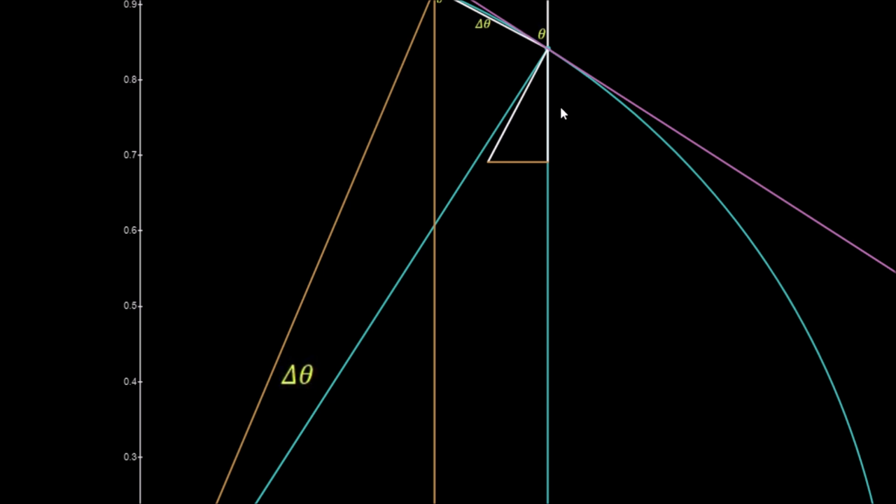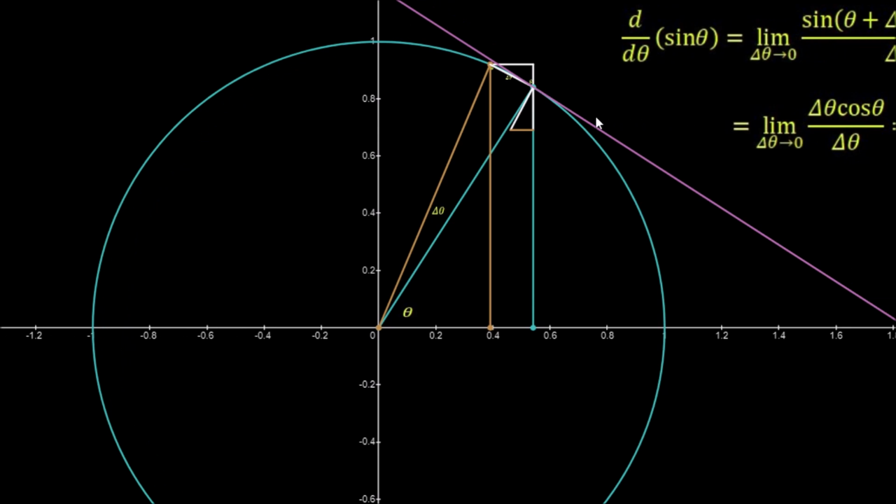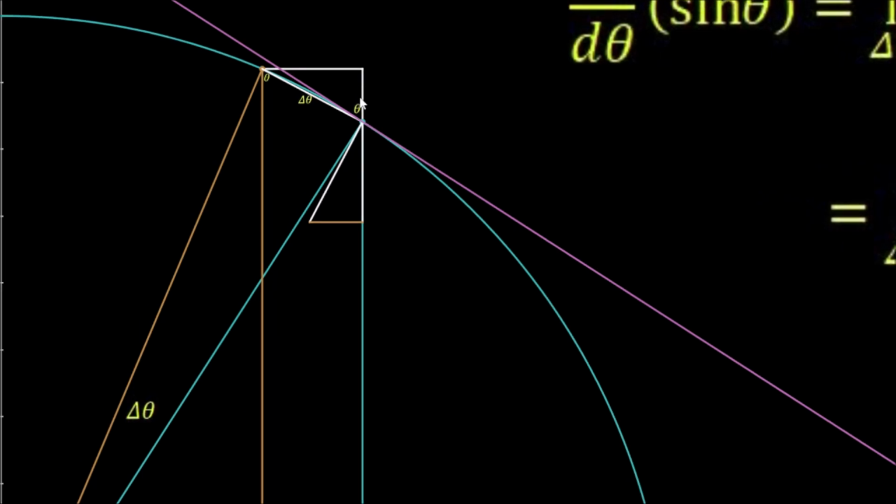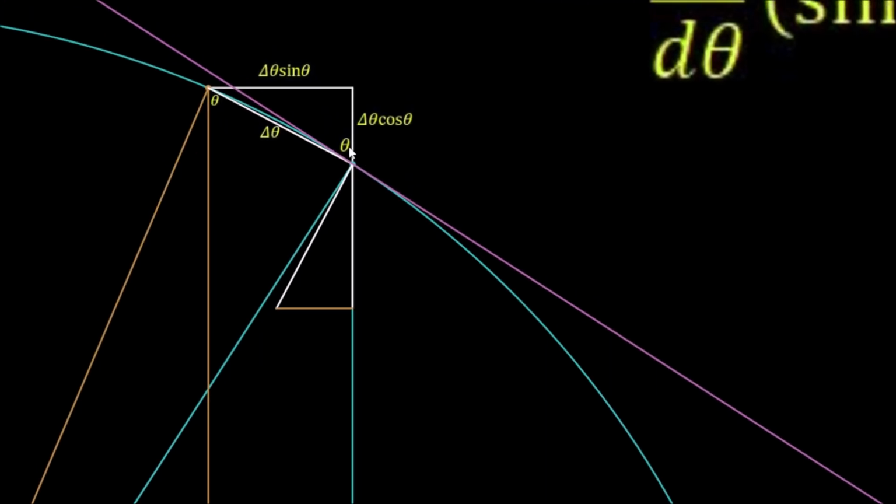So it means that whenever we find this limit here, we're going to have the limit as delta theta tends towards 0, and it's going to be this distance. But this distance here is just this distance here, and this is the angle of theta. So it means that we can write this distance here as just the cosine of this angle. So this distance is going to be delta theta cos of theta. Take your time and make sure you can see where that comes from.